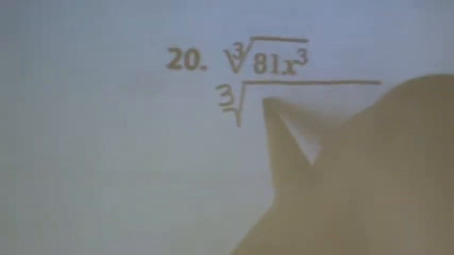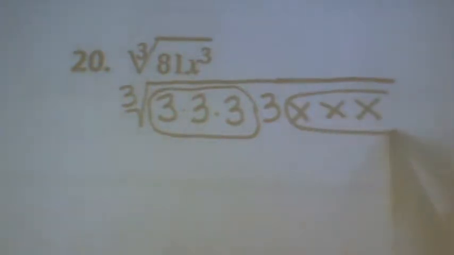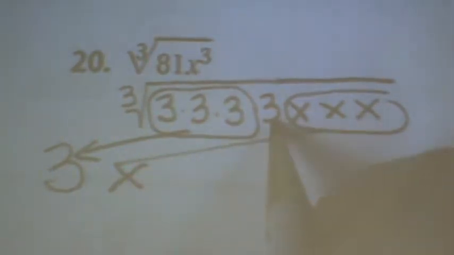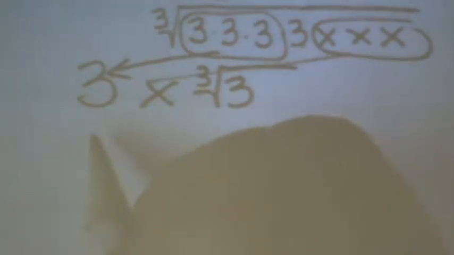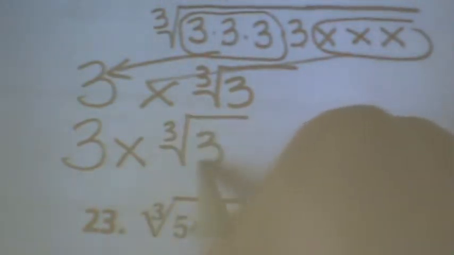Number 20. Cube root of 81x cubed. 81 is 3 times 3 times 3 times 3, and we have 3 x's. So this 3 comes out, and the x comes out. This 3 stays, so we have times the cube root of 3. So the answer is 3x times the cube root of 3.